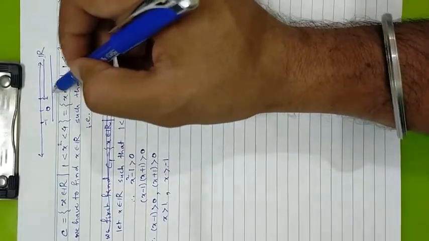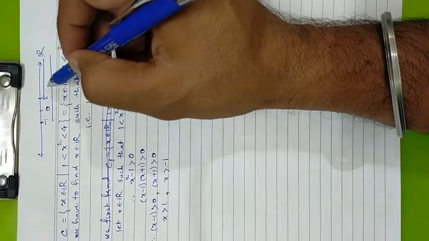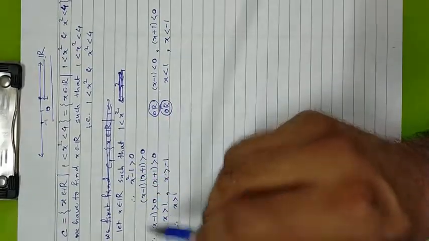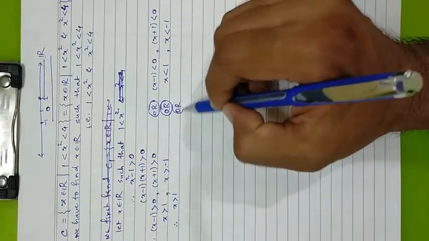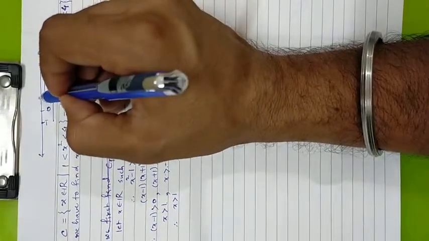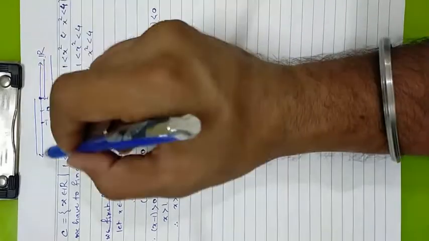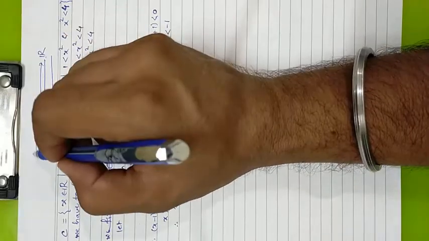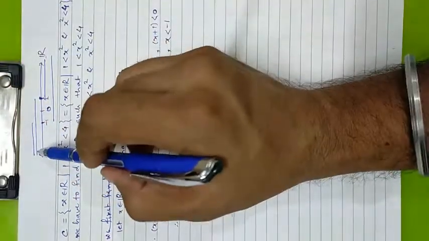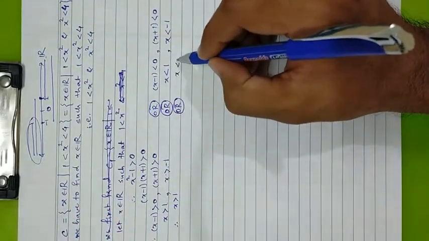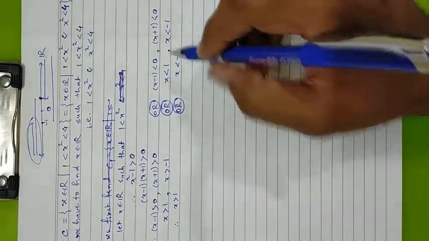So what will be the common part of the two conditions? It will be x greater than 1. Similarly for the other part, x less than 1 means x belongs to minus infinity to 1, and x less than minus 1 means x lies from minus infinity to minus 1. So the common part is x less than minus 1, right?